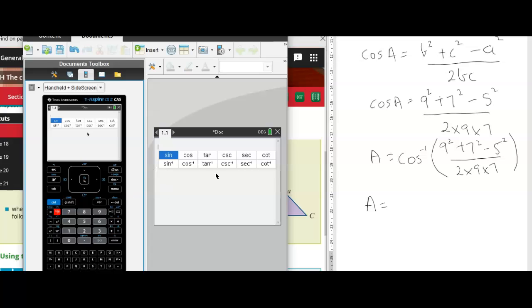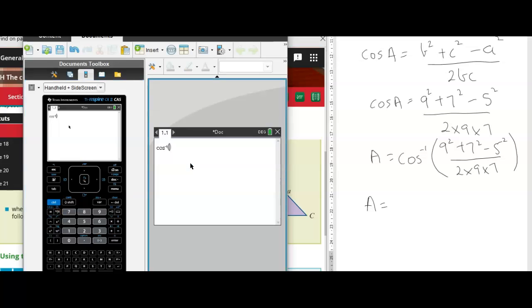So we go trig, inverse cos. Now, see how we've got a numerator and a denominator? Put them both in brackets. So we've got 9 squared, you can write 81 if you like, plus 7 squared, you can write 49, minus 5 squared.